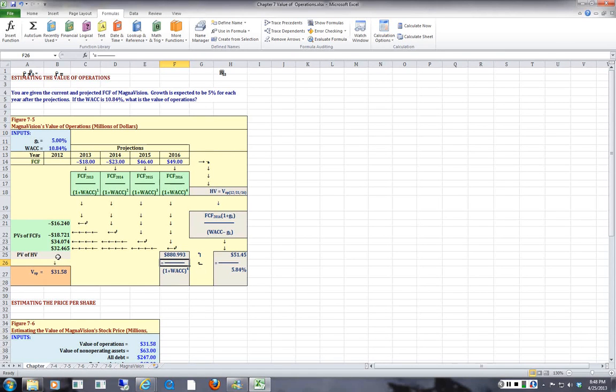So now we've got to also bring that to the present value, and the way we do that is we take that 880.994 and divide it by 1.1084 to the fourth power, and that gives us 583.696. And then you add up those figures, and that gives us a total of 615.27.